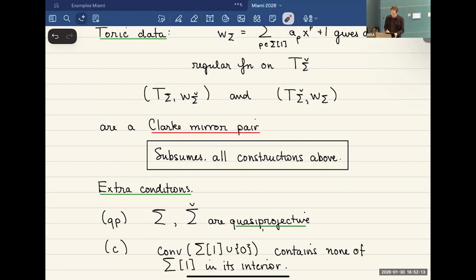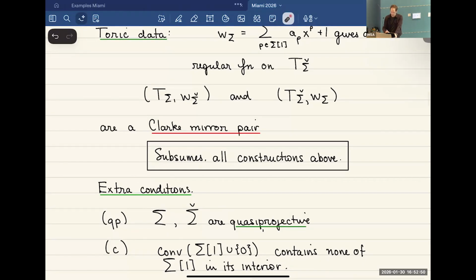The first is that sigma and sigma check are quasi-projective, which means that I have some affine linear function that corresponds to an embedding into affine space. So this tells us this is affine linear data on the fans sigma and sigma check. So that's what you mean when you say tropical data, right? Exactly, yeah. So in order to do that, you do need this data here.